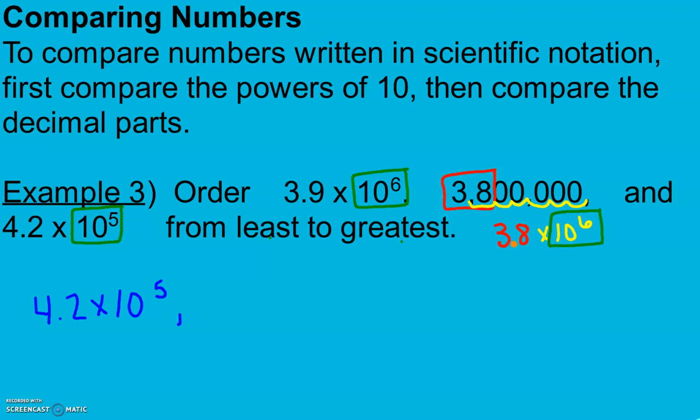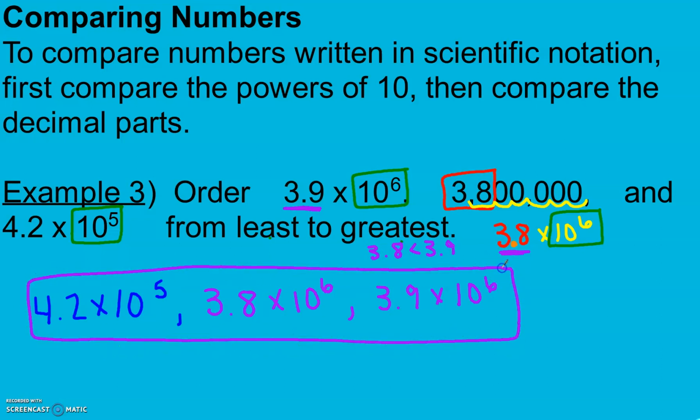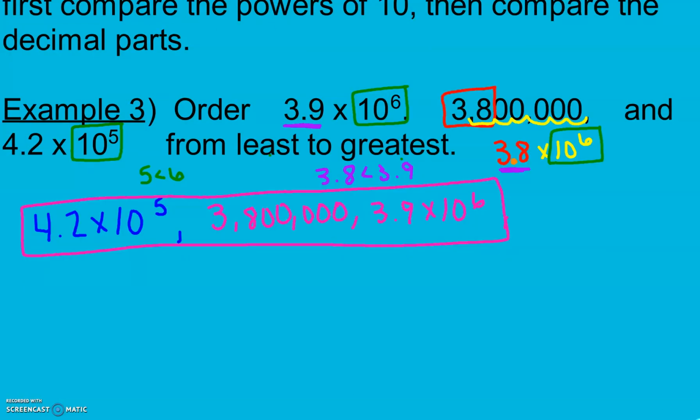Now, we need to compare our last two numbers. Here I have 3.9 times 10 to the 6th and 3.8 times 10 to the 6th. They're both multiplied by 10 to the 6th, so then we compare our decimals, 3.9 and 3.8. And 3.8 is smaller than 3.9, so that's our next least, and our greatest then is the 3.9 times 10 to the 6th because 3.8 is less than 3.9. And there we go. And I'll continue here in another video.